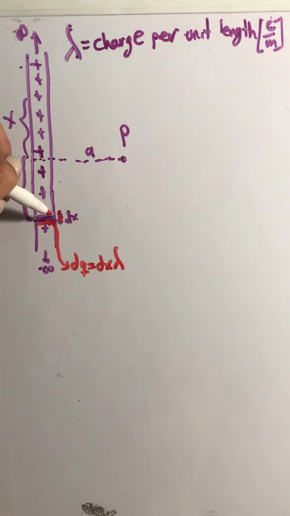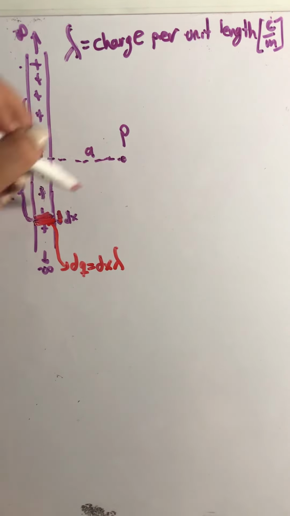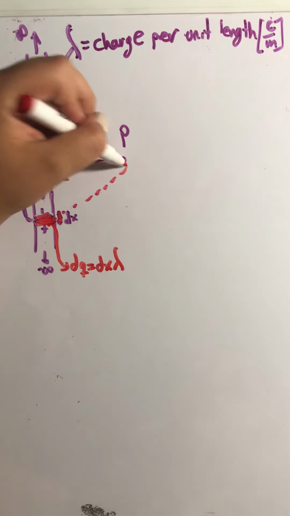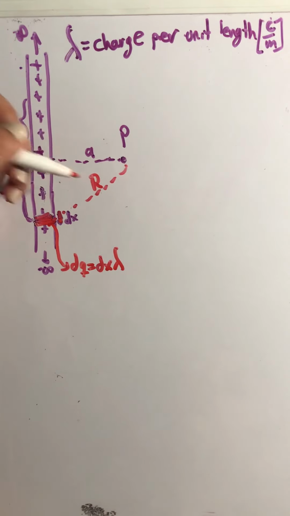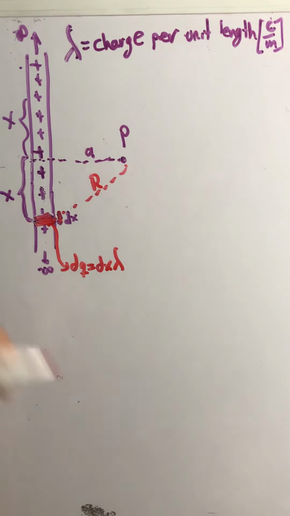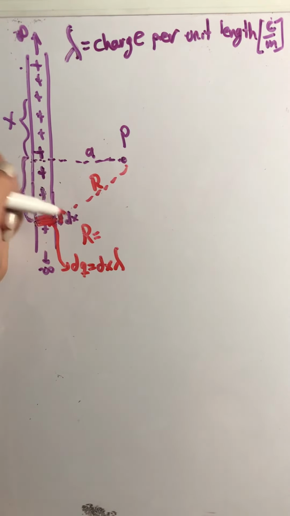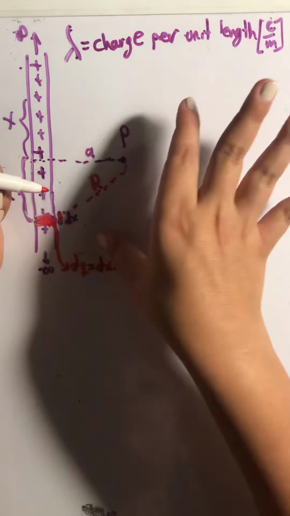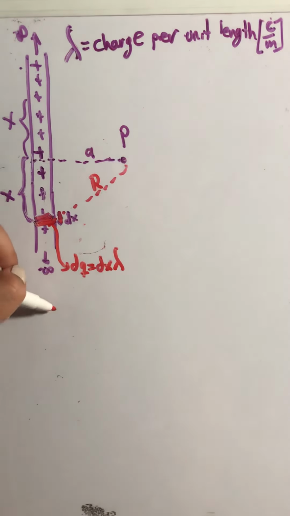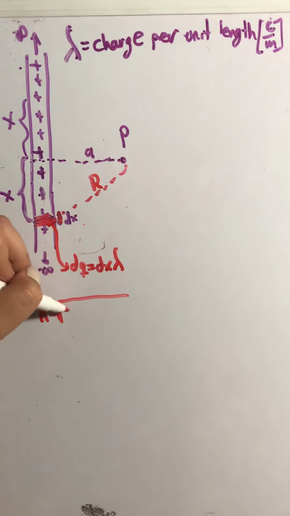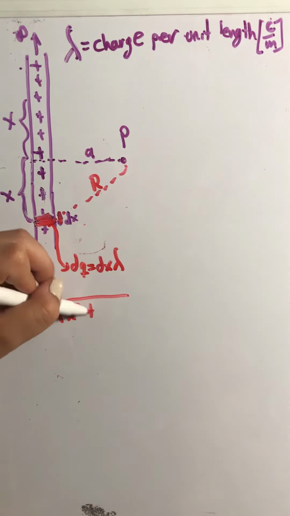Now we have to draw a distance from that little segment to point P. Let's name it r. As you can see, we can calculate r by the Pythagorean theorem. This side is x, that side is a. I'm going to write it down here so we can have space for the angle later. r equals the square root of x squared plus a squared.